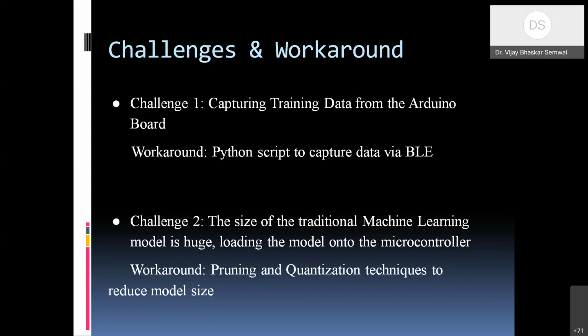Second challenge: the size of a traditional machine learning model or deep learning model is huge. Loading the model into a microcontroller is very difficult. For this purpose, I have used pruning and quantization techniques to reduce the model size. Those who are aware of deep learning models, dropout and others, can understand pruning.